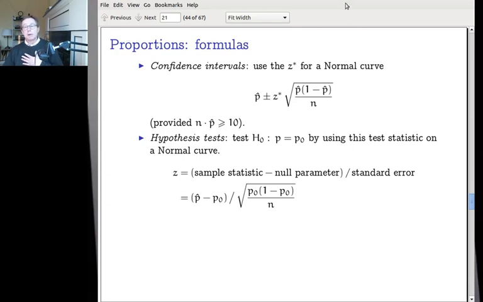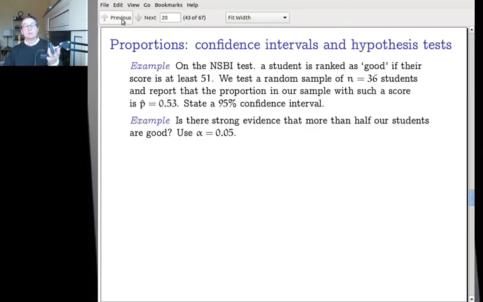Okay, so let me go back and do the confidence interval question. You see the hypothesis test formula on the bottom. I just put them on the same slide just to try to get them all in one place. Okay, so it says on the NSBI test, a student is ranked as good if their score is at least 51. I made up NSBI, just baloney. So we test a random sample of 36 students and report that the proportion in our sample with such a score is P hat is 0.53. Okay, so this is a score on a test. This is the proportion of our students who got that score or better. It says state a 95% confidence interval.